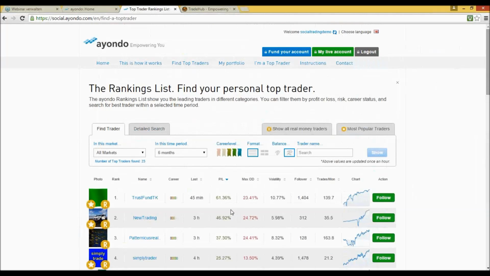If you simply want to follow these traders, all you need to do is click follow, but we'll get to that in a second. What we want to do now is analyze a little bit more of what these top traders have done. If you want to see exactly what they've done in the past, all you need to do is click on the name of the trader, and we'll do that now.